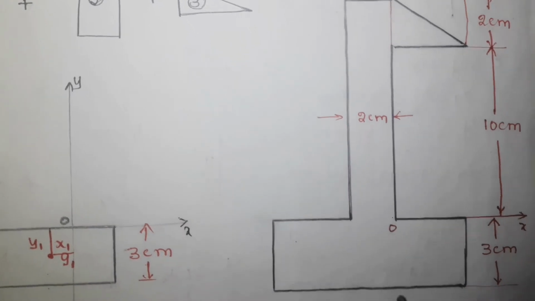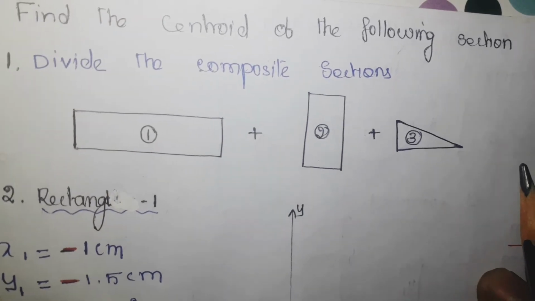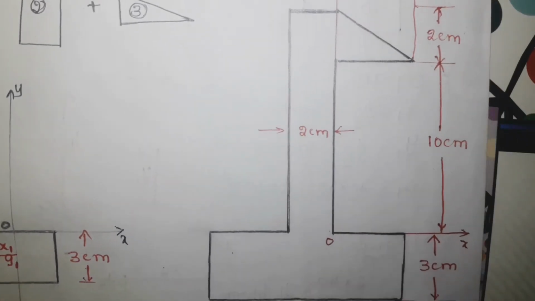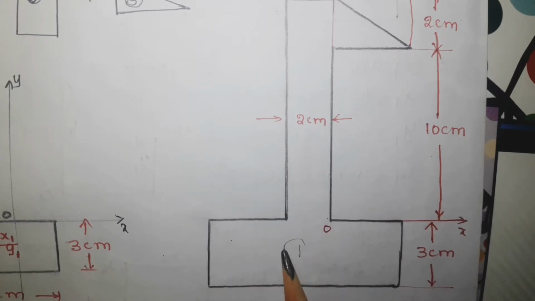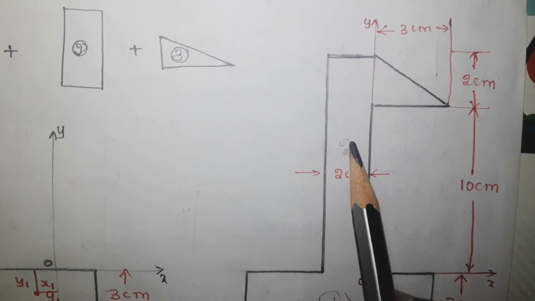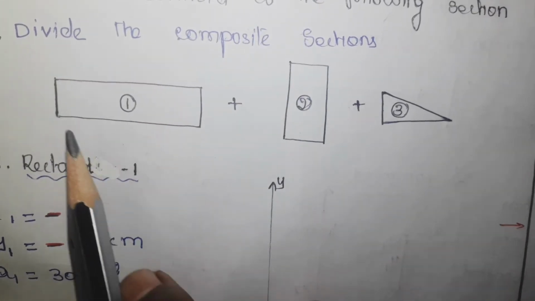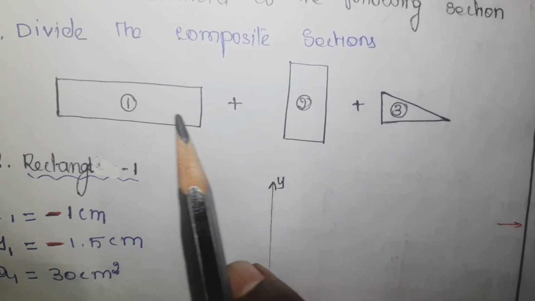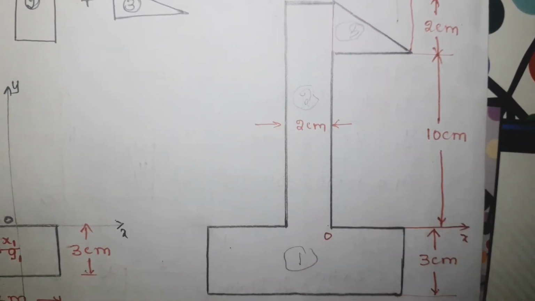In the analytical method there are three steps. So the first step is dividing the composite section. So this is the composite section I am going to divide, and it is like there are three geometric shapes. I am going to consider this as one rectangle, this is the first one, and this one is again a second rectangle, number 2, and this triangle is number 3. When you add these three objects, you get the final composite section. Okay, this is the first step.